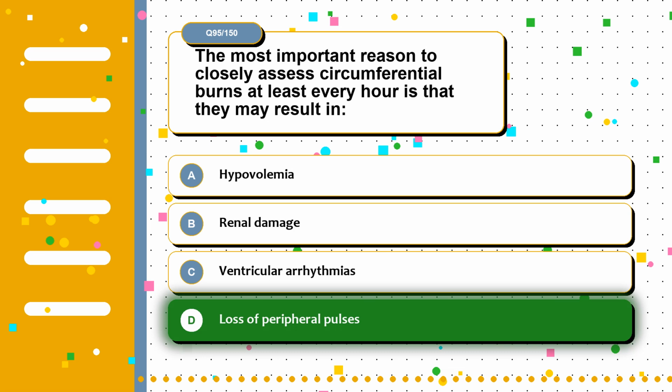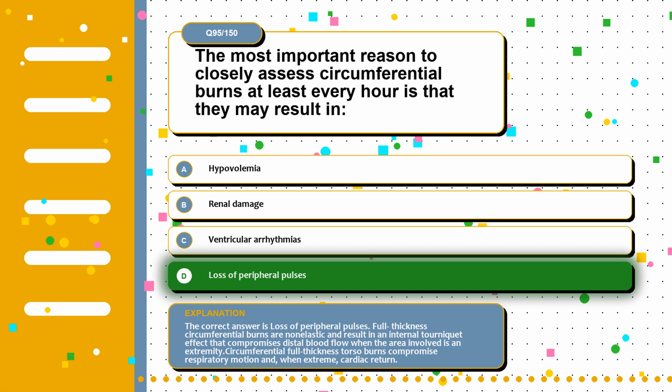The correct answer is option D, loss of peripheral pulses. Full-thickness circumferential burns are non-elastic and result in an internal tourniquet effect that compromises distal blood flow when the area involved is an extremity. Circumferential full-thickness torso burns compromise respiratory motion and, when extreme, cardiac return.